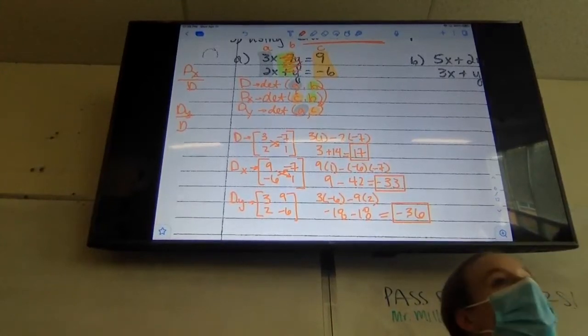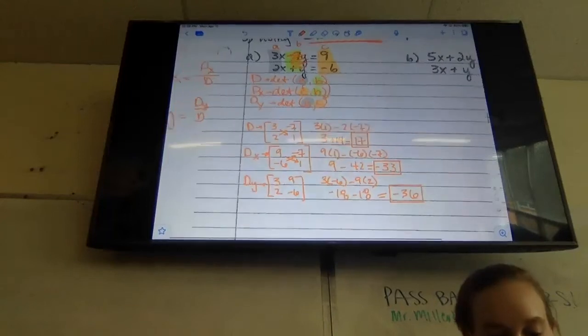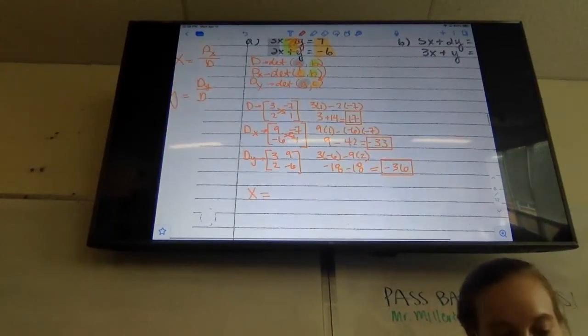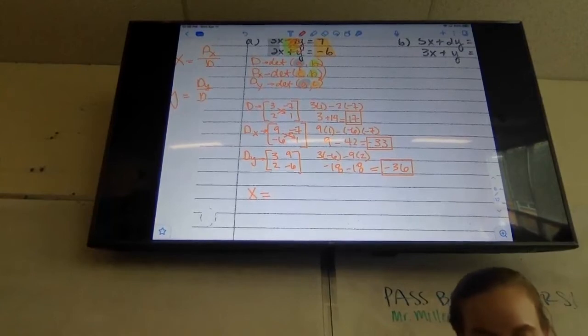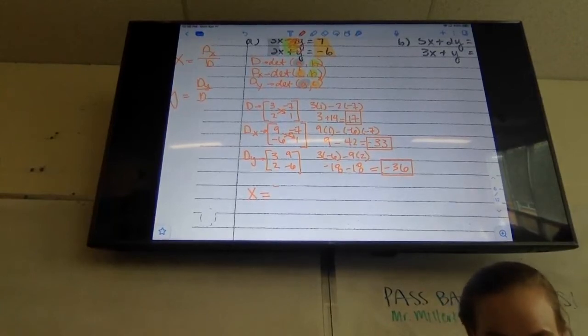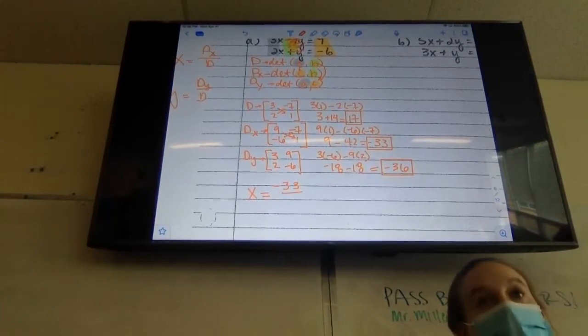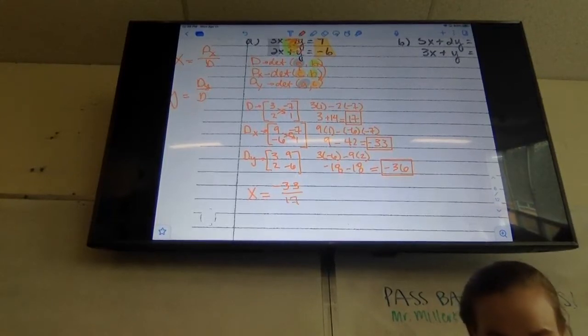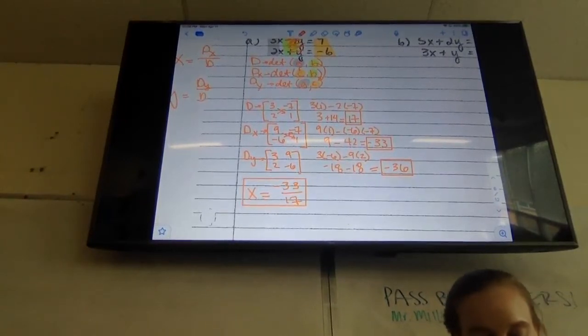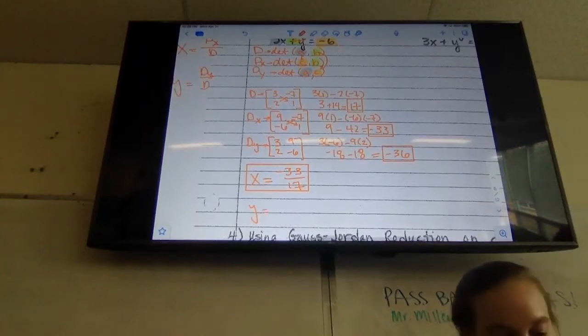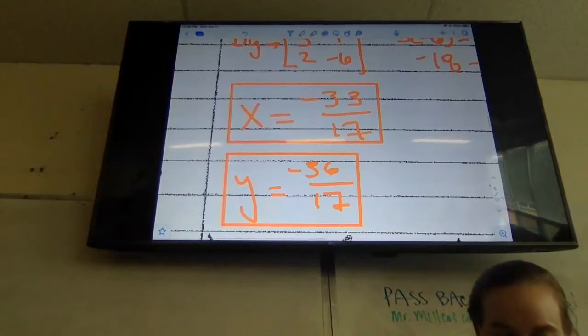All right, now I have all the numbers. Now I'm just going to do the division. So x, we said, is going to be dx divided by d. What was dx? Negative 33. And what's d? 17. Perfect. That's my x. Negative 33 over 17. And then y is going to be, what was dy? Good, divided by 17. Very good. Make those a little bit nicer.